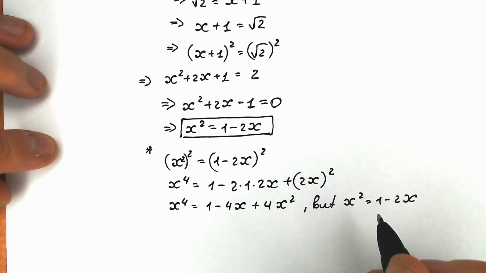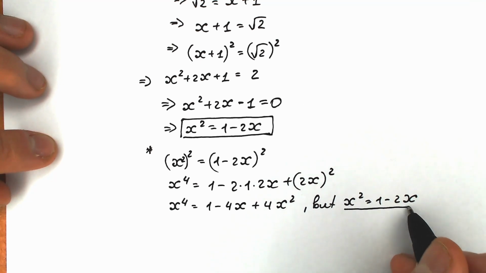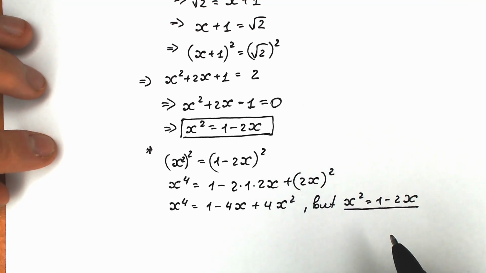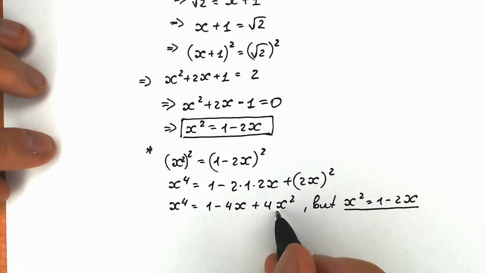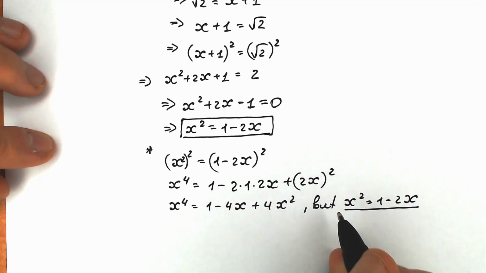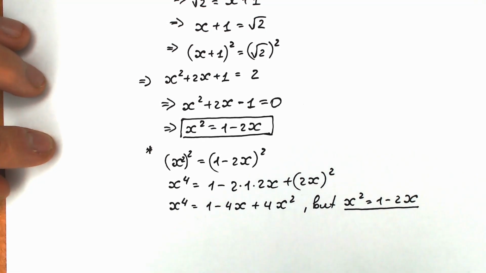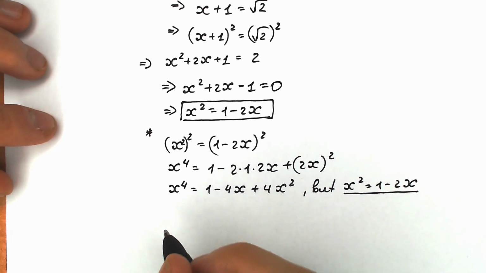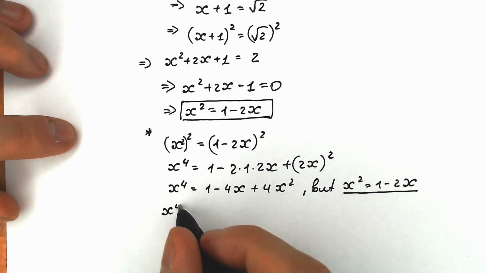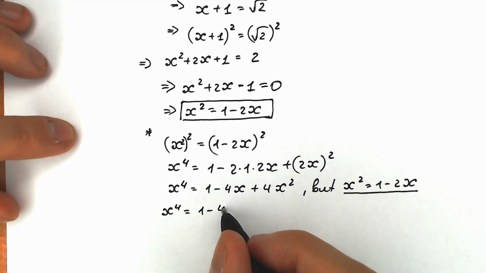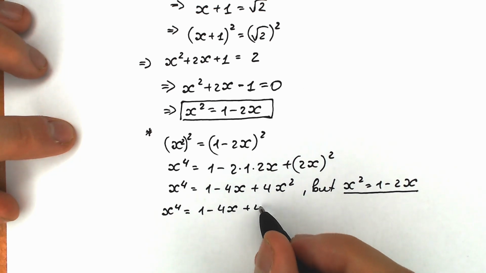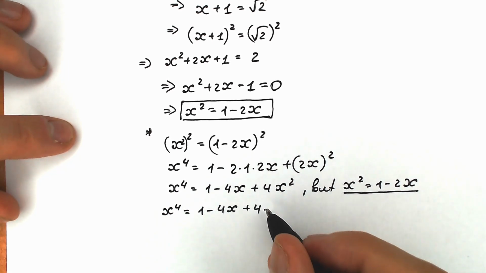This is an extremely important expression for us because it will help us to reduce a power. For example, we have x squared right here. We can easily reduce the power to the 1st power by replacing x squared with 1 minus 2x. So let's do it right now. As a result, we have x to the 4th power equals 1 minus 4x plus 4 times x squared, which equals 1 minus 2x.